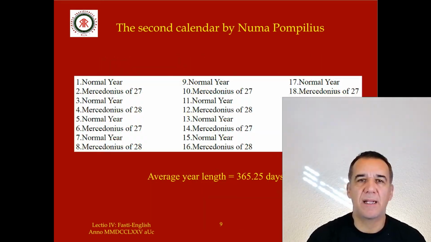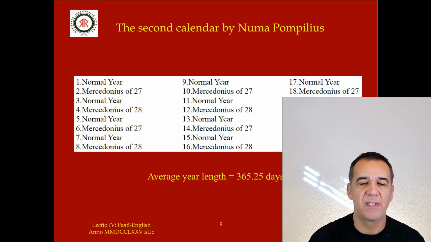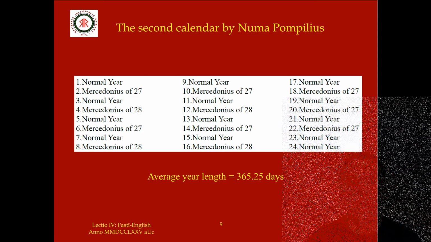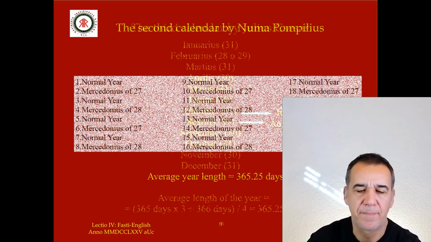We can see that there was a quite elaborate pattern with 4 regular 4-year cycles with an alternation of months without Mercedonius and months with Mercedonius. And then the last part of this sequence is somehow asymmetrical. But the good thing of this calendar was that at the end it was able to keep 365.25 days as an average length of the year. So it was working.